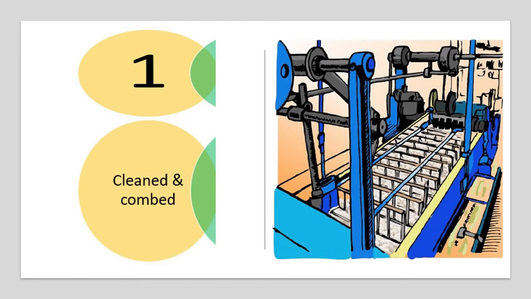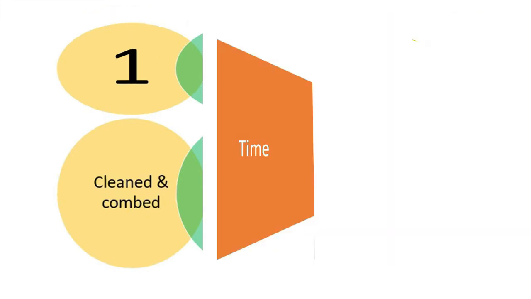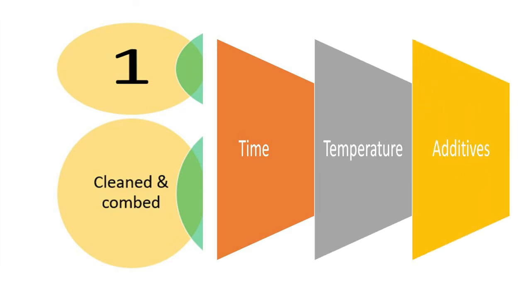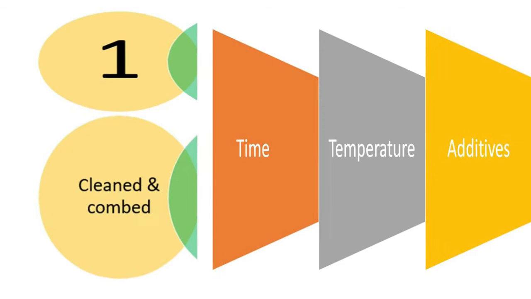Once in the factory, the first step that must be taken is the cleaning of the fiber. When cleaning any fiber, there are three things that must be considered: time, temperature, and additives that are needed to remove the grease in the fiber. Mohair can be easily damaged in the cleaning process, so a careful routine needs to be followed in the factory.